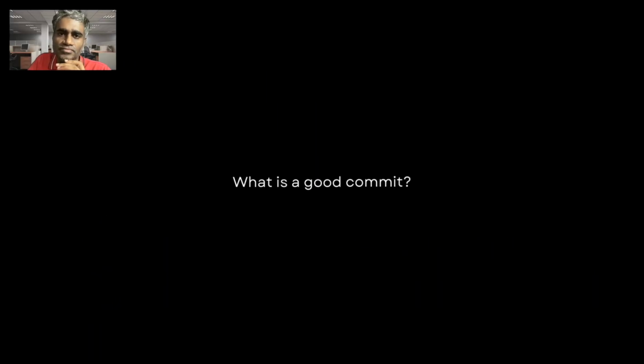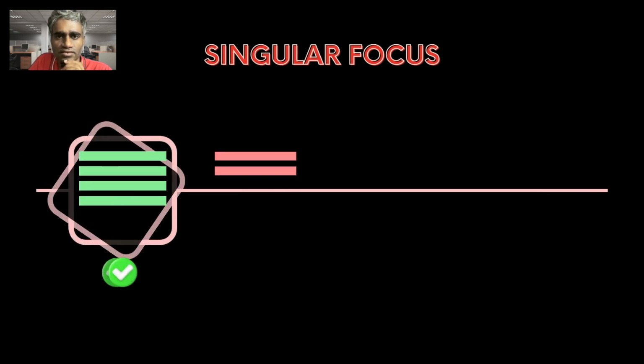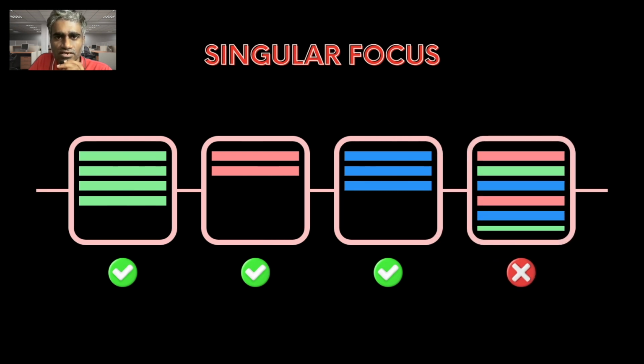So, what is a good commit? Now that we know what the parts of a commit are, let's ponder over the question, what is a good commit? A good commit has several important characteristics. It is always singularly focused on a logical set of code changes. What does that mean? In a single commit, there should only be code changes related to either a new feature, a bug fix, a documentation change, or a maintenance chore. It should not mix different code changes related to more than one thing.